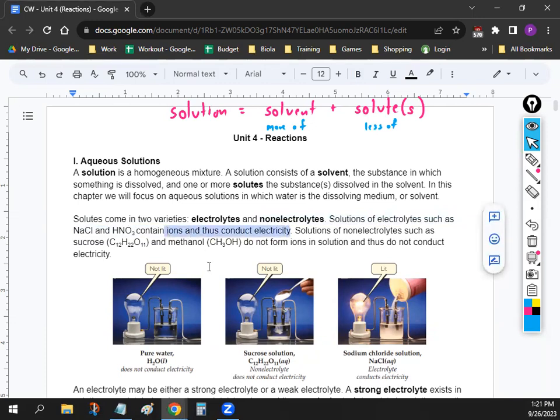Okay, so I have this graphic here. I don't know if you guys can see it, but hopefully you have it on your Chromebooks. But electrolytes, when you dissolve them in water, can allow electricity to flow through that solution. And then non-electrolytes don't form ions in solution, so they stay together.